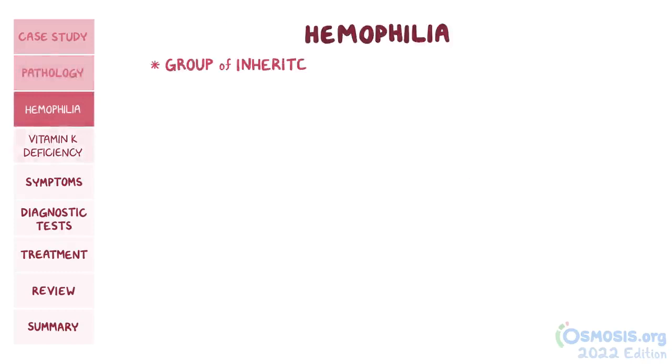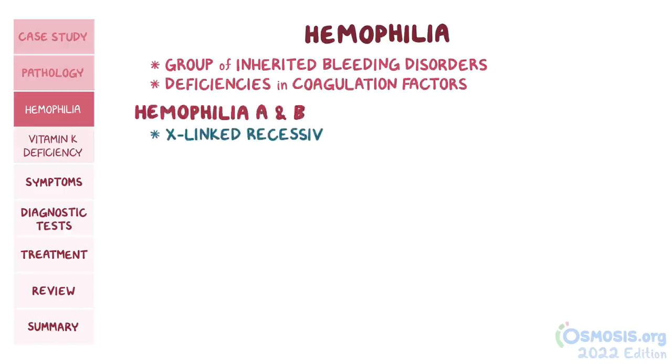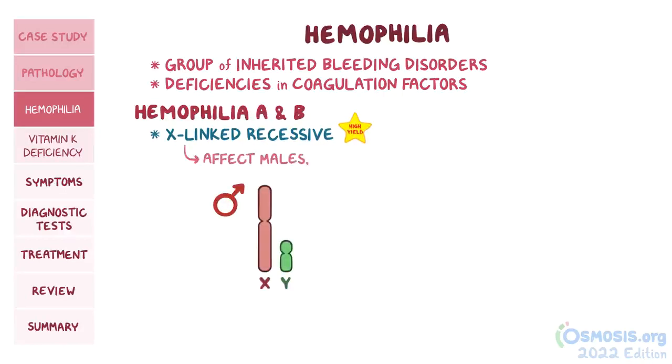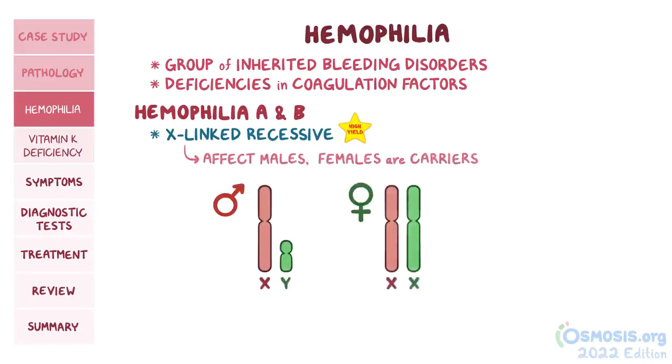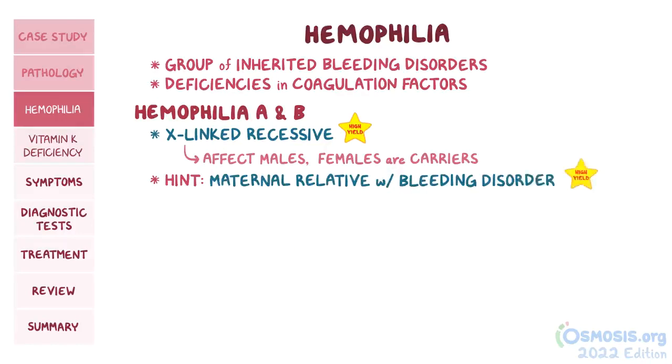They are a group of inherited bleeding disorders caused by deficiencies in various coagulation factors. Hemophilia A and B are X-linked recessive disorders, so they almost exclusively affect males, while females are carriers. A big hint for hemophilia is a family history of a maternal relative with a bleeding disorder.